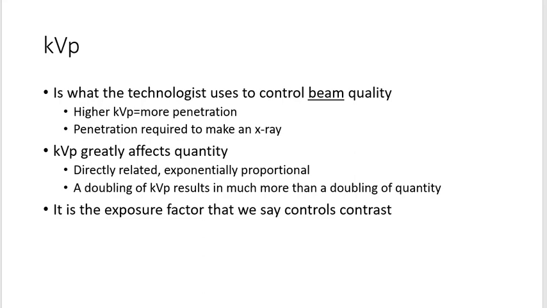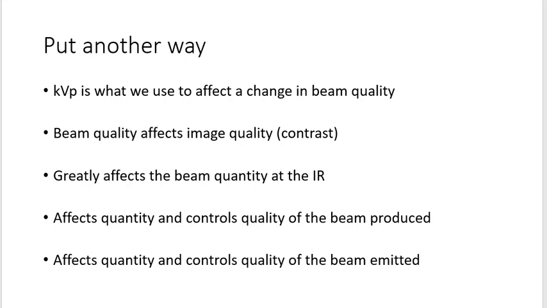Very important distinction there. So to put it another way, kVp is what we use to change the quality of the X-ray beam. Beam quality affects image quality. Image quality factors include contrast, density, sharpness of recorded detail, and visibility of that recorded detail. So the beam quality affects your image quality. So it greatly affects the beam quality at the image receptor, and it affects the quality and controls the quality of the beam that is produced.